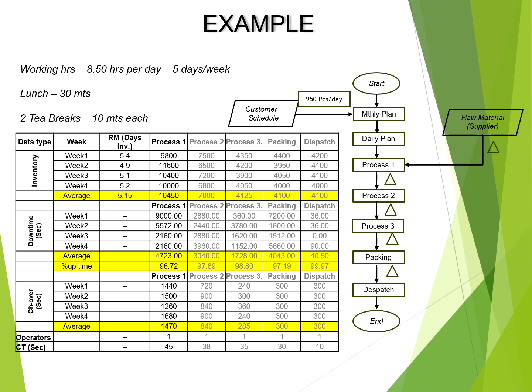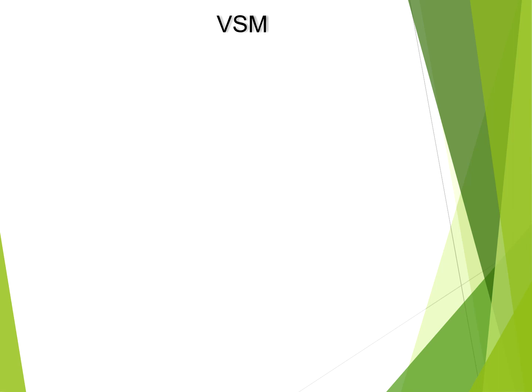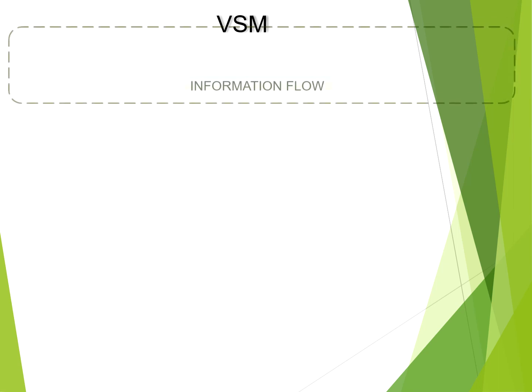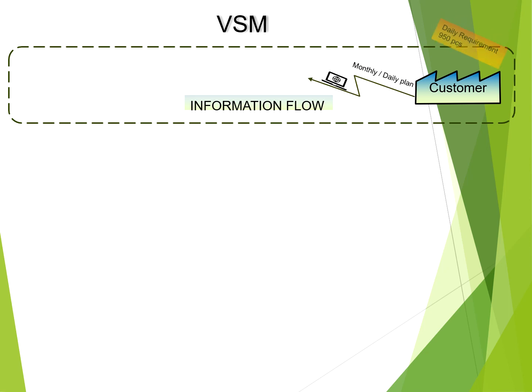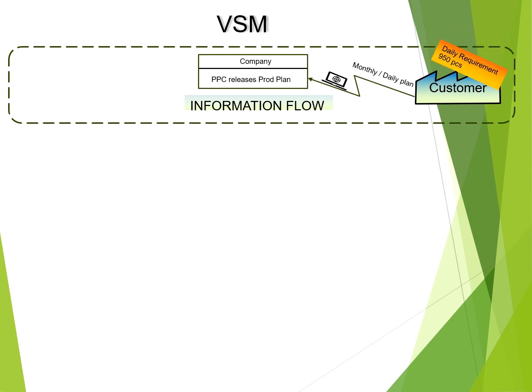Now let us make the value stream mapping. Value stream mapping is done in 3 phases. The first phase is information flow, where a customer is giving schedule to the company. If the customer is giving schedule electronically, then this symbol will come, and the daily requirement is 950 pieces. This is hypothetical again, and the customer has given the requirement to the company, PPC.